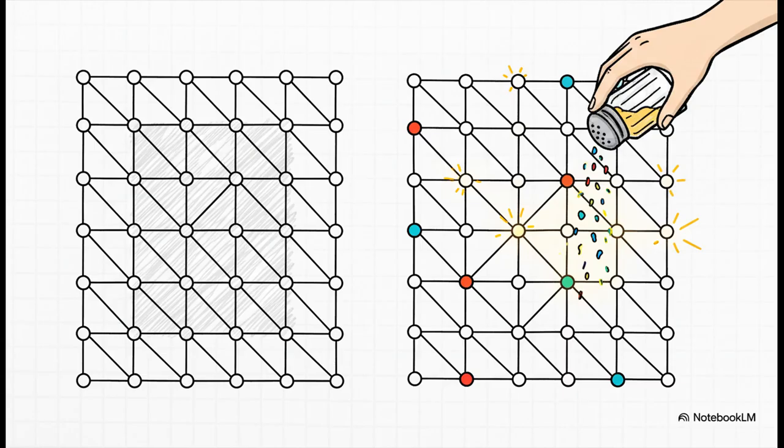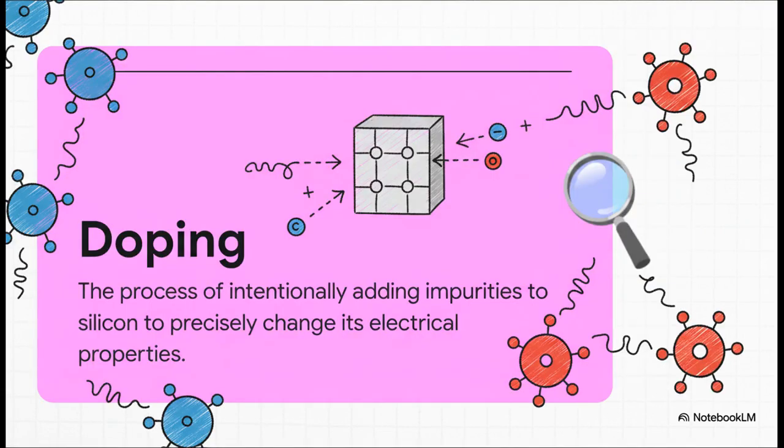We have to contaminate it, but in an unbelievably precise and controlled way. And this process has a name. It's called doping. What we do is we sprinkle in just the right amount of atoms of other elements, things like phosphorus or boron. And by doing that, we can create specific zones in the silicon that either have too many electrons or not enough.